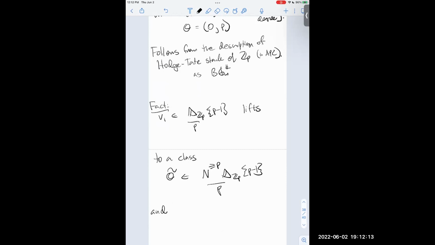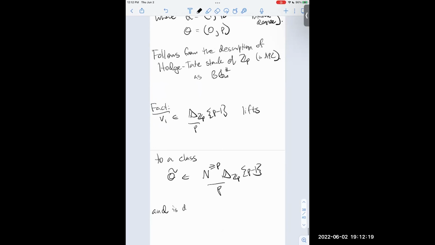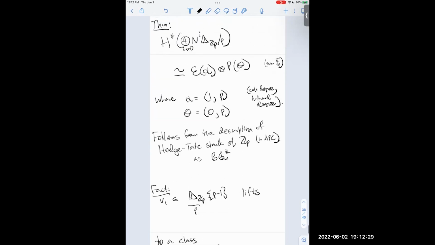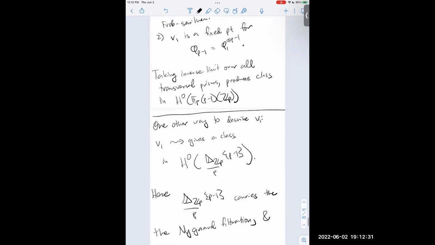And it lifts to filtration at least p, and then you could look at its map in gr^p, and it's detected by the class theta in gr^p. So this is another way one can get a handle on this class v_1, which is that v_1 is defining a class in the prismatic homology of Z_p.